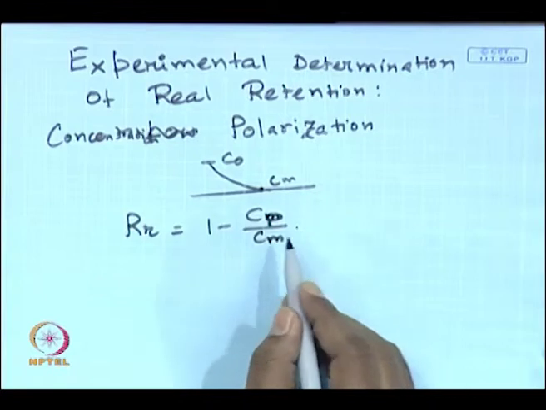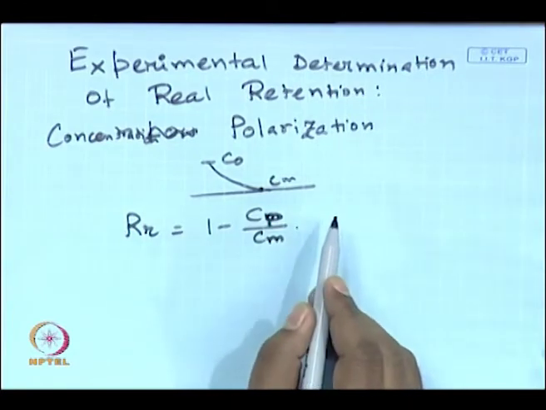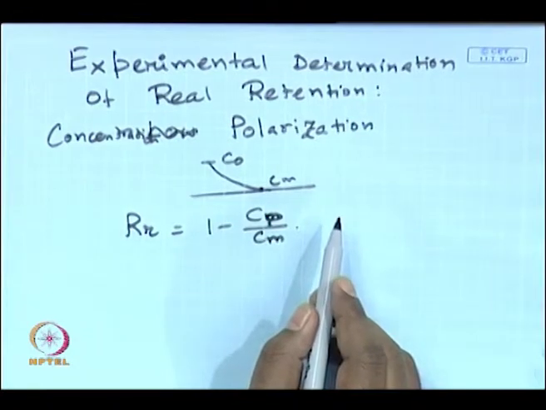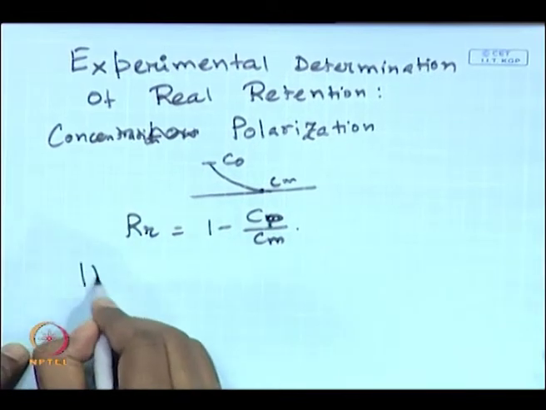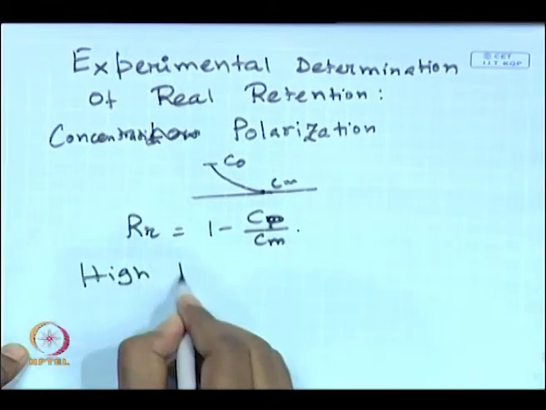Now, what is generally done? We carry out the experiments at low polarization conditions. There are two things, one is high polarization condition and another is low polarization condition. Let us define high polarization and low polarization.